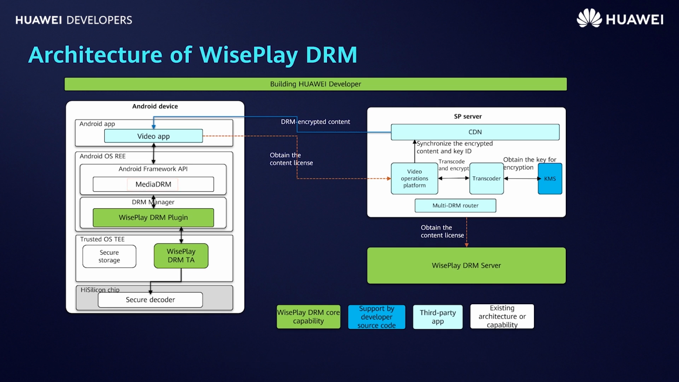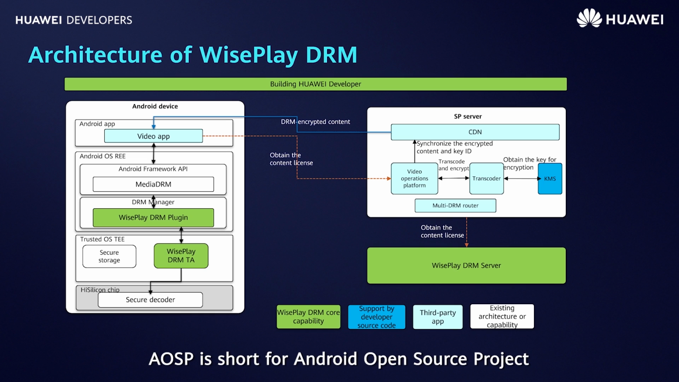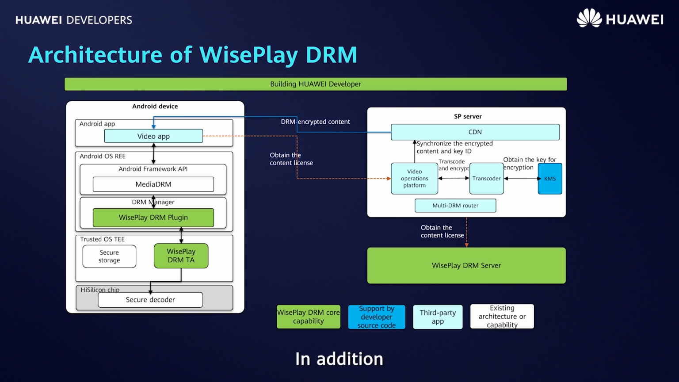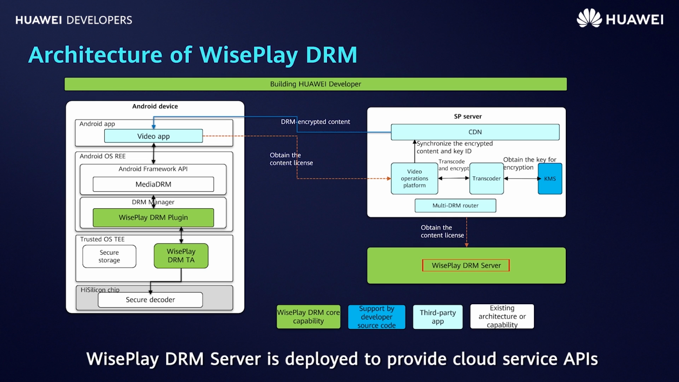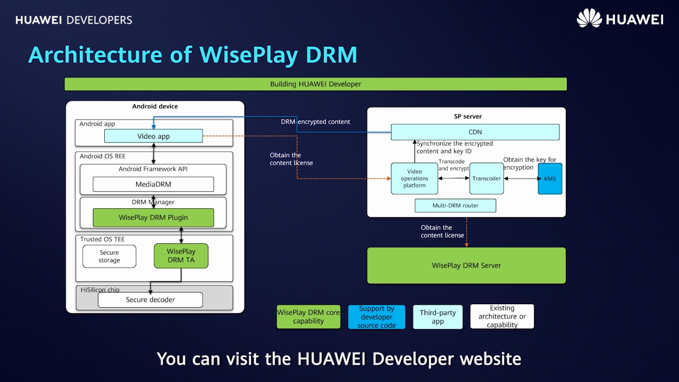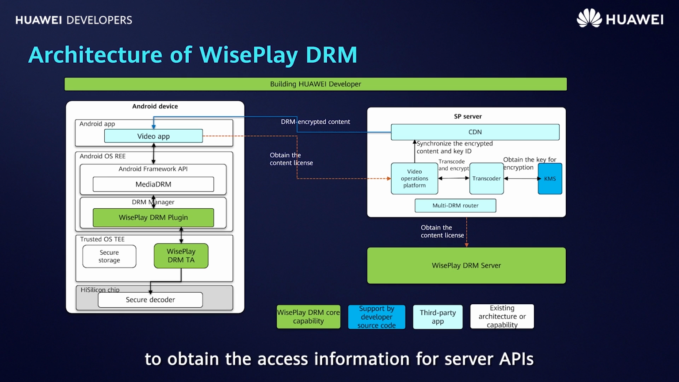At the application layer, the API is defined by AOSP, and the definition is the same as that in other DRM solutions. AOSP is short for Android Open Source Project. You can visit the AOSP website to find information about device APIs. In addition, the WisePlay DRM server is deployed to provide cloud service APIs for you to obtain content licenses. You can visit the Huawei developer website to obtain the development guide, API reference and sample code of WisePlay DRM, and enable the DRM service on Huawei AppGallery Connect to obtain access information for server APIs.